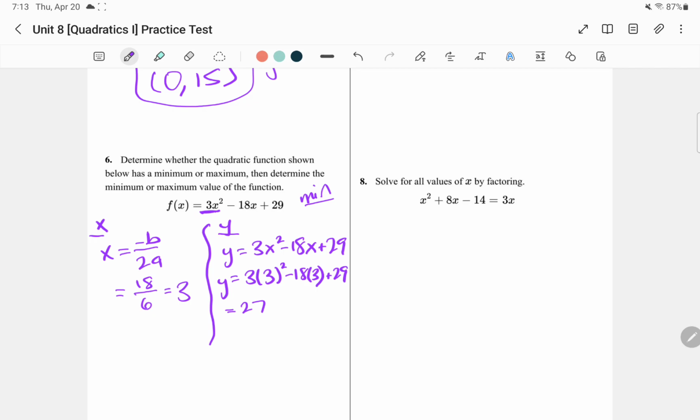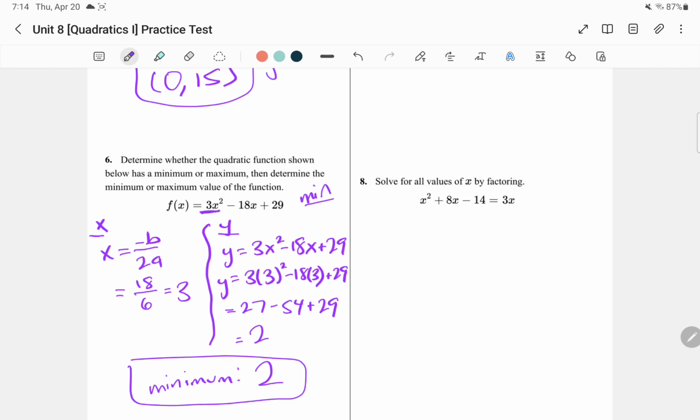And then negative 18 times 3 is negative 54 plus 29. We just put all this into our calculator. So 27 minus 54 plus 29 gives us positive 2. So this time we don't actually need to have 3 comma 2. We just have to have that it's a minimum and just our y value is 2. For minimum maximum, it's just the y value.